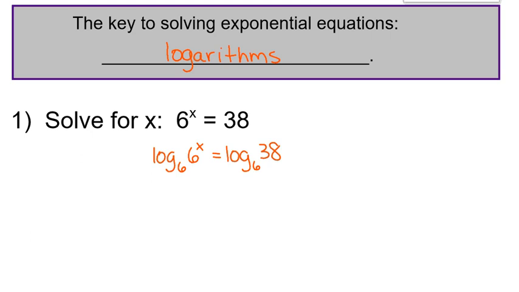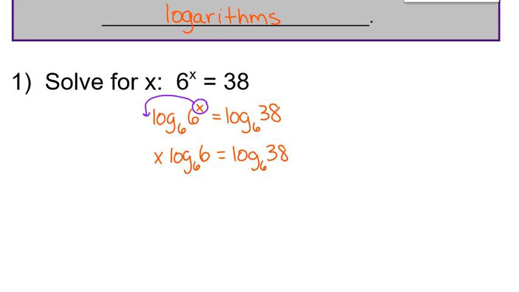Now that we have this, think about the power property, which tells you that you can bring this exponent down to the front. And if you do that, you have x times log base 6 of 6 equals log base 6 of 38. And what is log base 6 of 6? Ask yourself, 6 to what power gives me 6? Of course, that's 1. So this quantity right here is just 1. X times 1 is just x. So x equals log base 6 of 38. That is the exact answer to the problem.